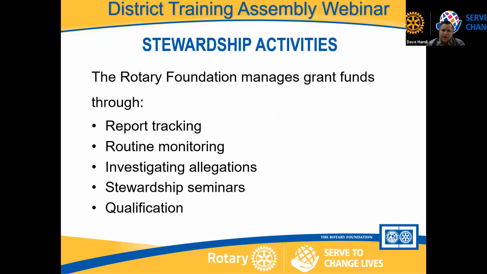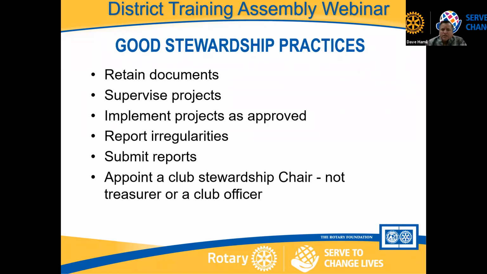Again, the foundation manages grants through tracking, monitoring, investigating allegations, other seminars, and of course, this qualification process that we're in right now. So what does it mean to be a good steward? Well, in this digital age, it's so challenging sometimes to keep everything organized, but retaining the documentation. So what I do is I have a folder on my computer and I put everything for that particular grant right into that folder. And then supervising the project, making sure that the project is going smoothly.